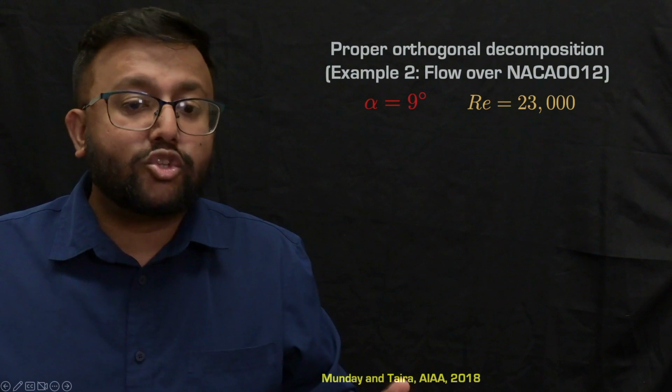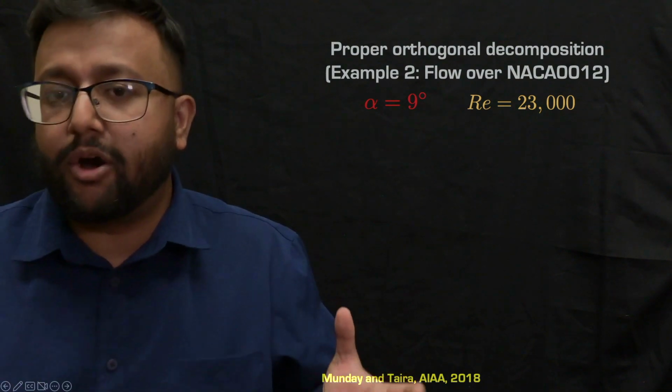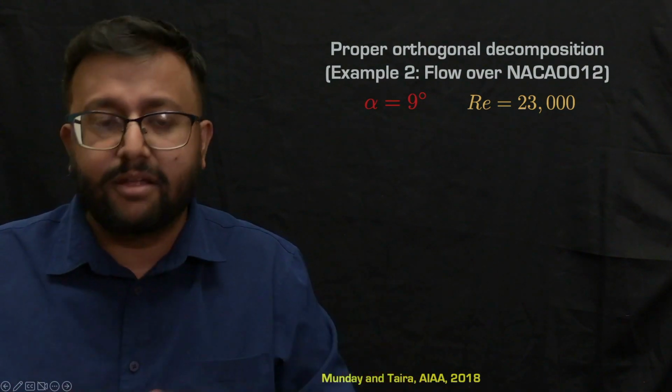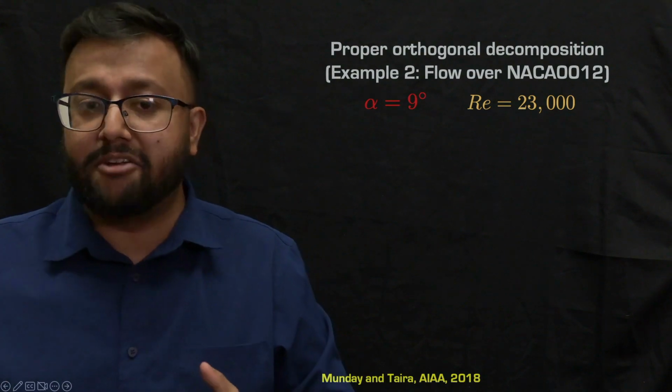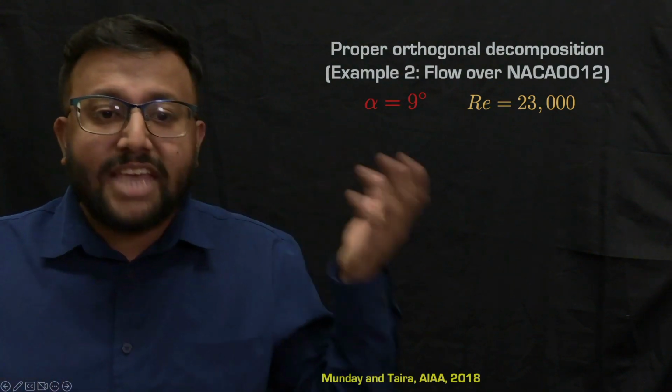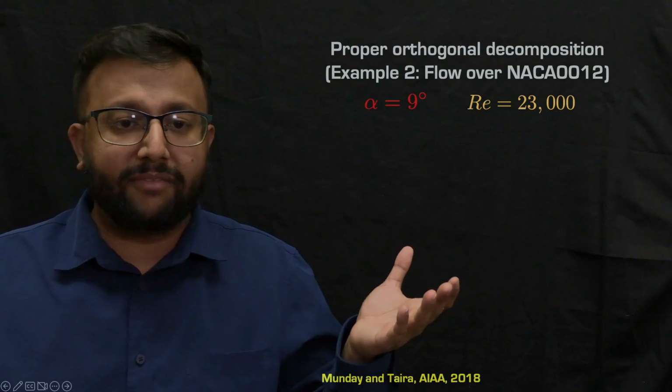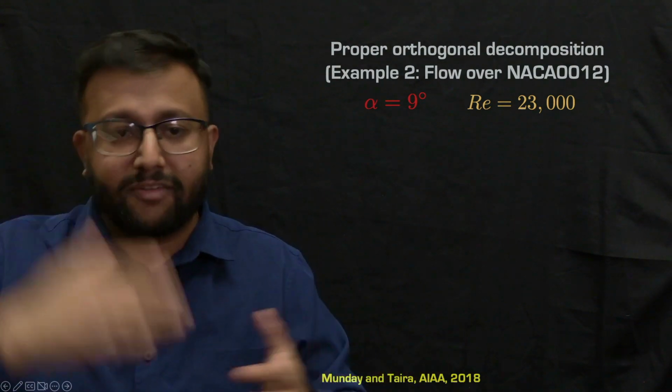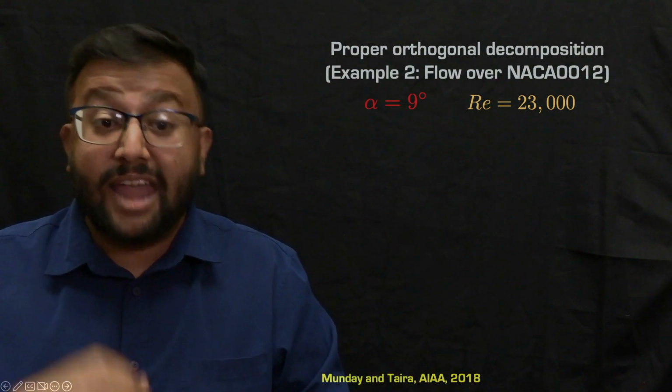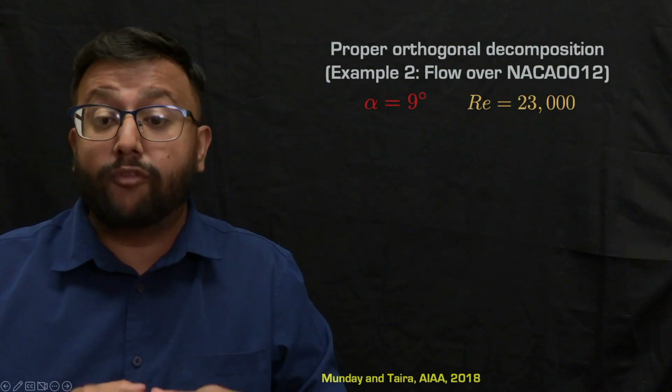All right, so we looked at a low Reynolds number of 1000. What happens when you go to a higher Reynolds number? So we're going to look at the same flow over a NACA 0012 airfoil at an angle of attack of 9, but now at a Reynolds number of 23,000.